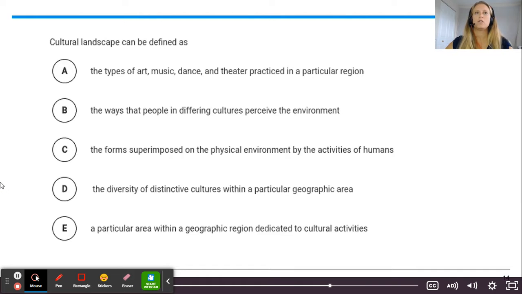So it says cultural landscape can be defined as, and it's basically looking for a definition. But like I just said, you're not going to see that same definition that your brain might be looking for. So the best answer here is C, because this is another way of wording it. All cultural landscape is the forms that the humans have made on top of the natural environment. So the forms that are superimposed on that physical environment. So C is a great answer here.